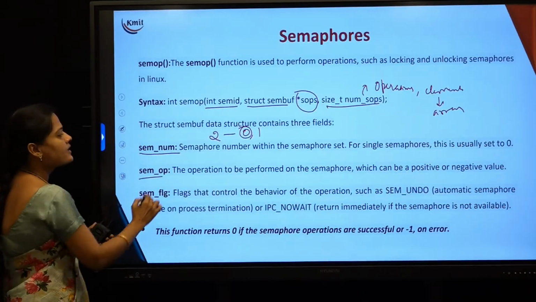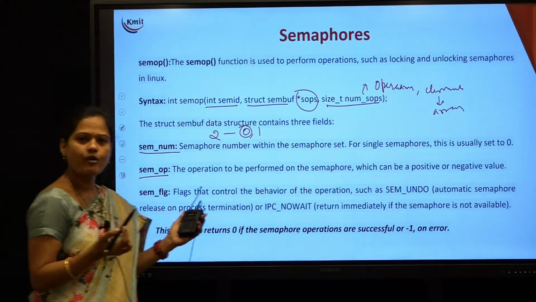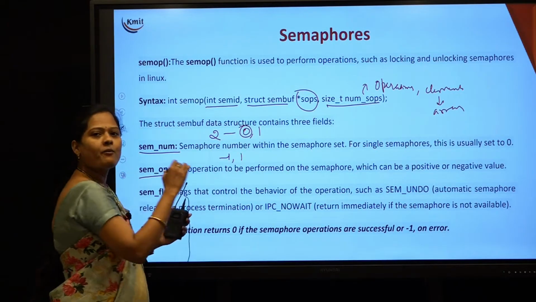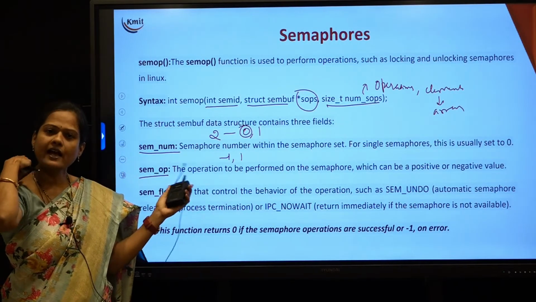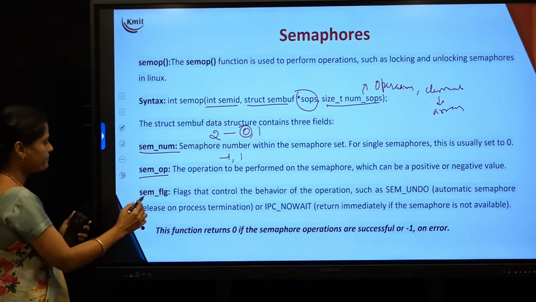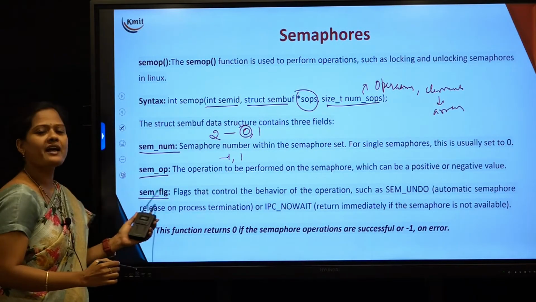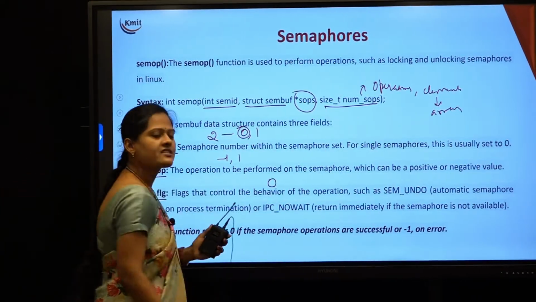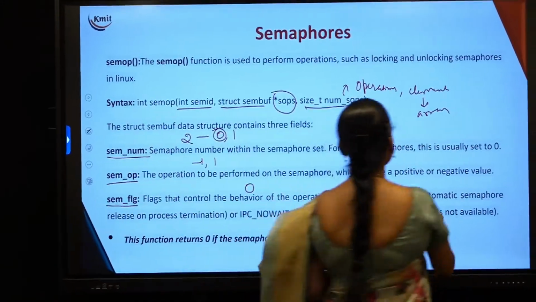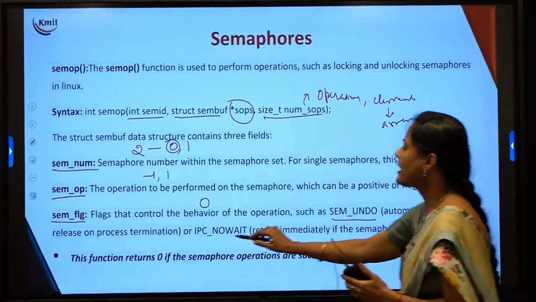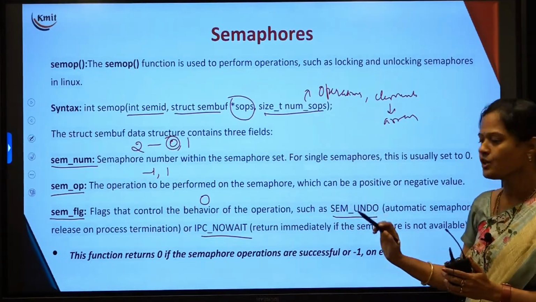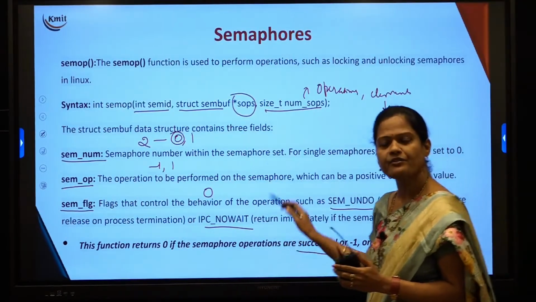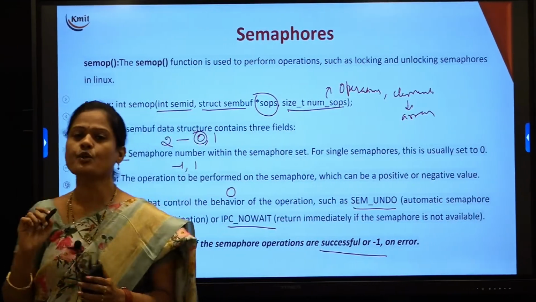The next one is your sem_op, which indicates the type of operation, and it is an integer value which can be either -1 or 1. -1 indicates a lock and 1 indicates that you can go for unlock. Then sem_flg indicates the flags, and if you don't want any of them, you can just give it as 0. Otherwise, you include SEM_UNDO or IPC_NOWAIT, depending upon the operation you want to do. On success, this returns a 0 value, otherwise it returns -1.